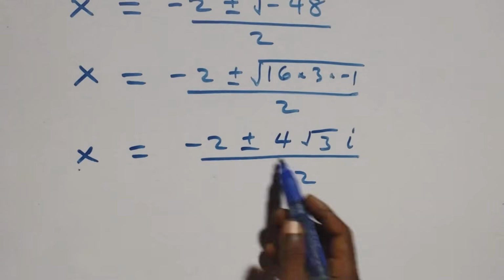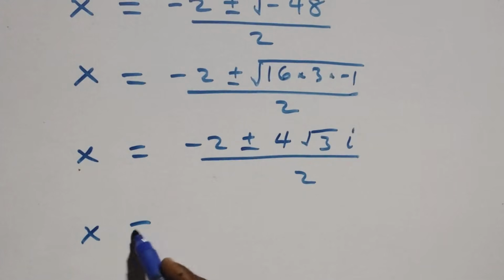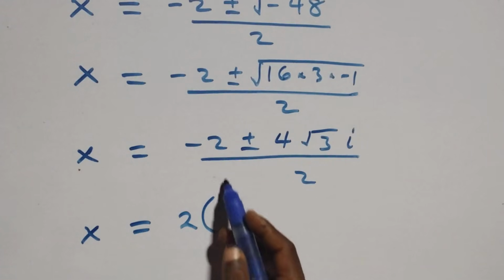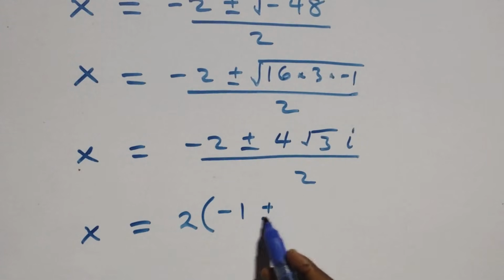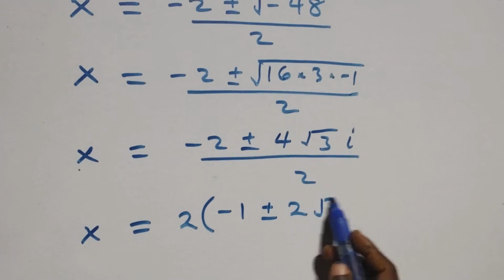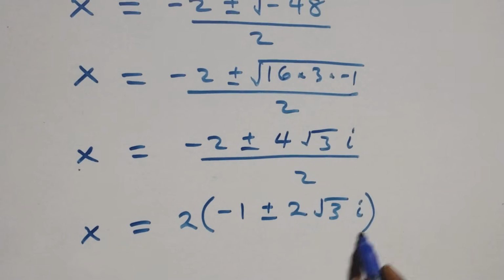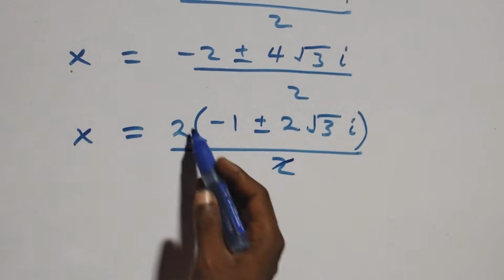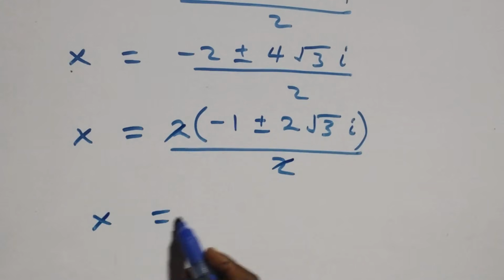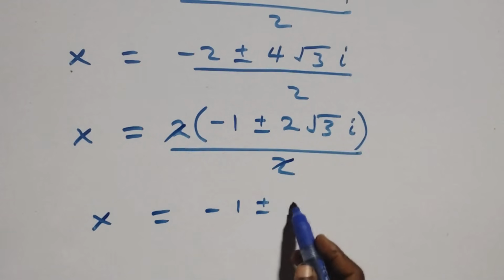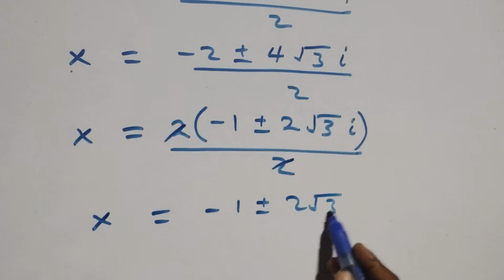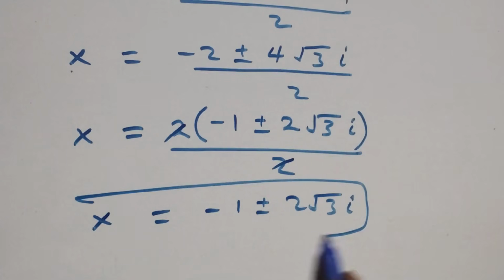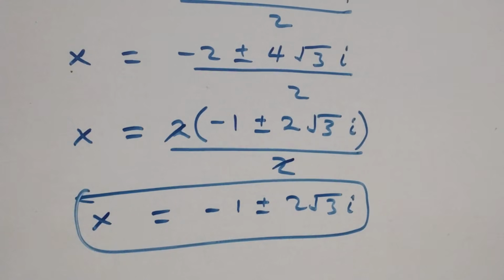Then also, we can factor 2 out up here. We have x equals 2 into bracket, here remains minus 1 plus or minus 2 root 3 i, close bracket, over 2 here, and these 2s cancel each other. We have x now equals minus 1 plus or minus 2 root 3 i. That is, also we have two complex solutions here.